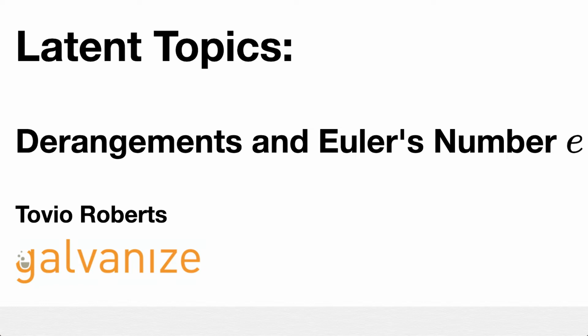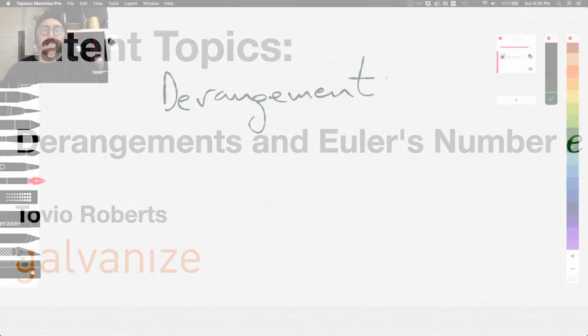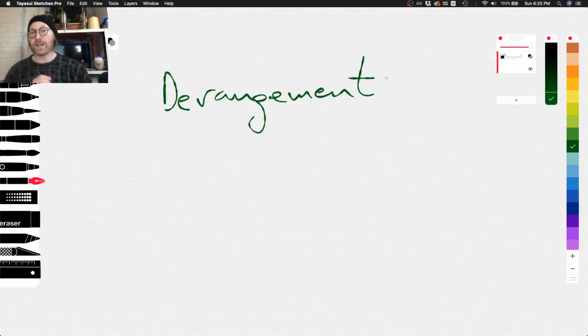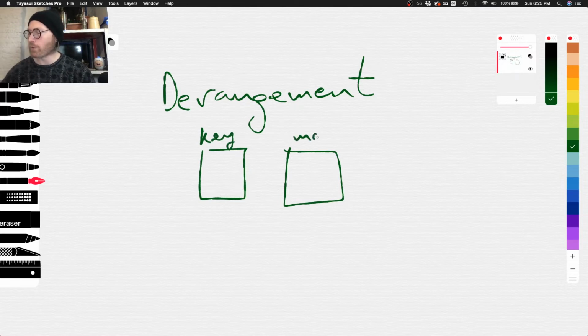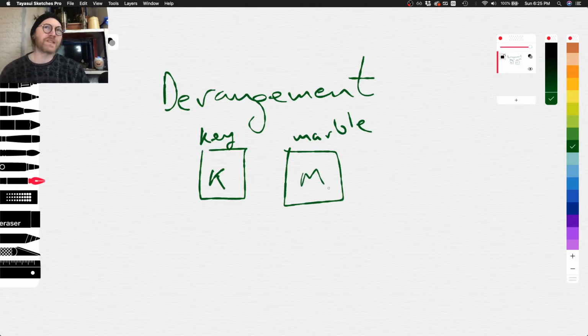A derangement is a permutation of the elements of a set such that no element appears in its original position. Let's think about this with two items. Say you have two boxes, and this box is for a key, and this box is for a marble. Let's say you have the key in the key box and the marble in the marble box. Well, that makes sense. That's just right.